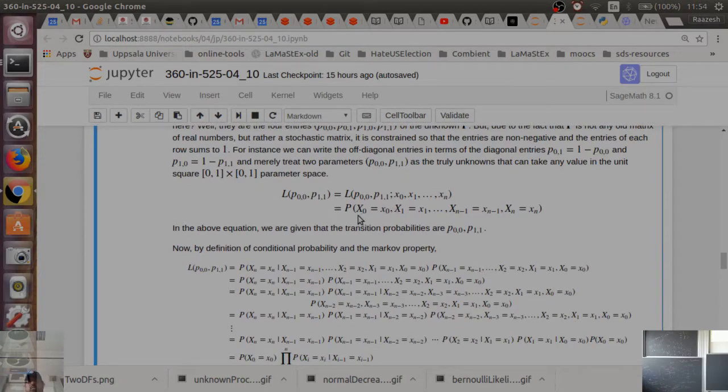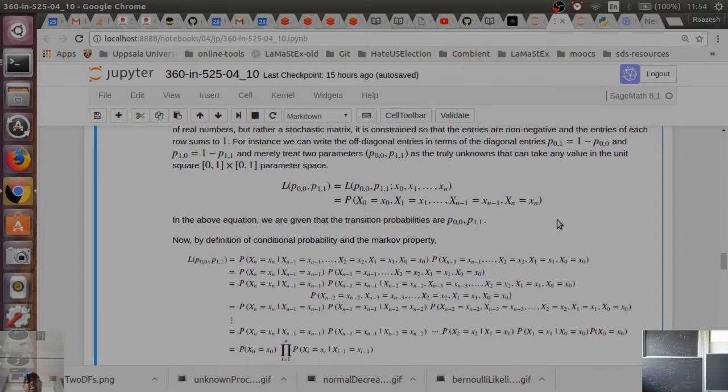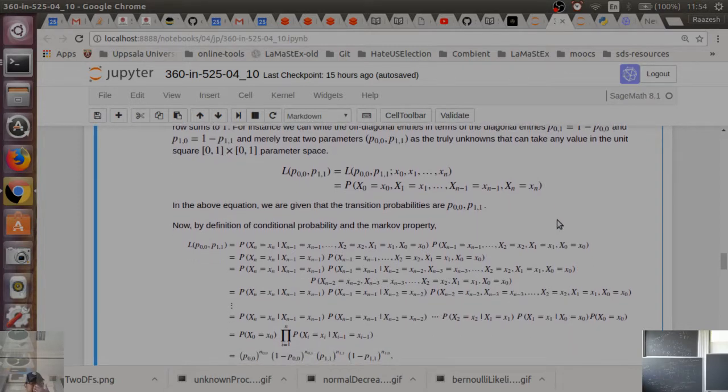We basically want to know what is the probability that you start at time 0 in lowercase x0, at time 1 the random variable is lowercase x1, and so on. What did the random variables actually take as their realizations? What is the probability of that path? That's basically the likelihood, or it should be proportional to that.